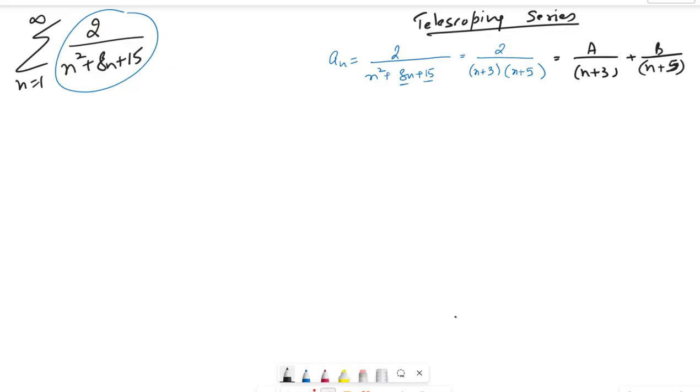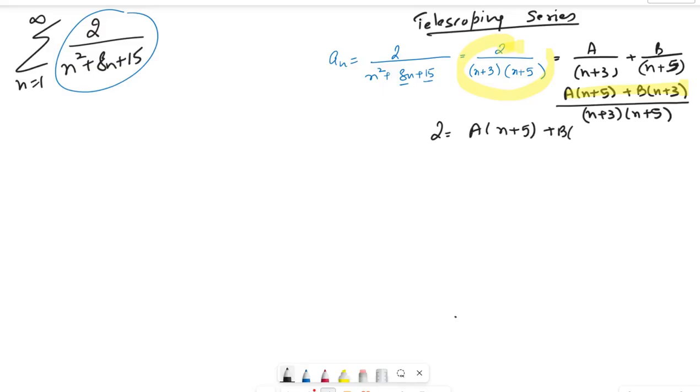Okay. How do you find A and B? You first make the common denominator: A times n plus 5 plus B times n plus 3. Comparing these two, the numerators have to be the same. So 2 is equal to A times n plus 5 plus B times n plus 3. This has to be true for all n. So let's put n equal to negative 5.